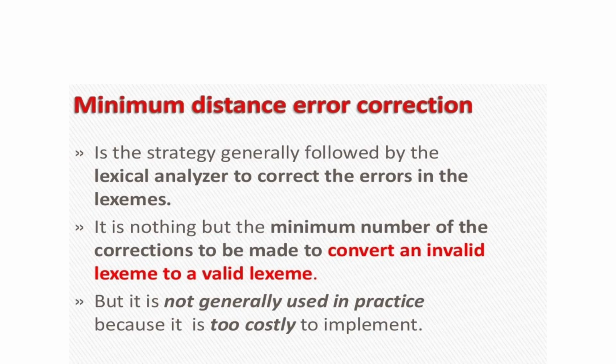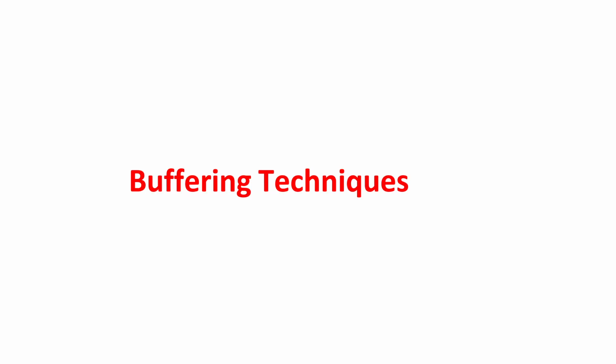Next one is minimum distance error correction. It's a strategy generally followed by the lexical analyzer to correct errors in the lexemes. It is nothing but the minimum number of corrections to be made to convert an invalid lexeme into a valid lexeme. But it is not generally used in practice because it is too costly to implement.